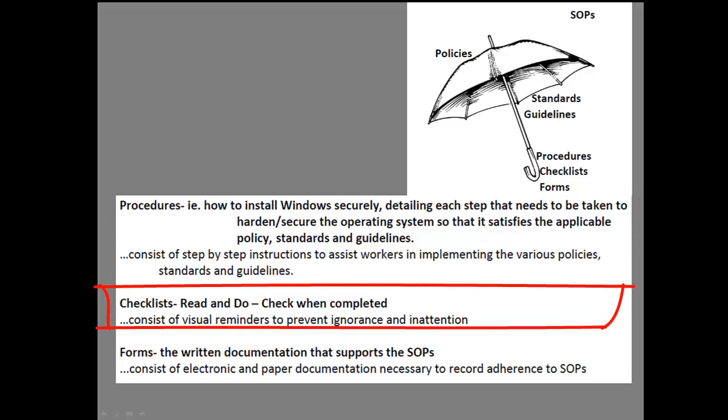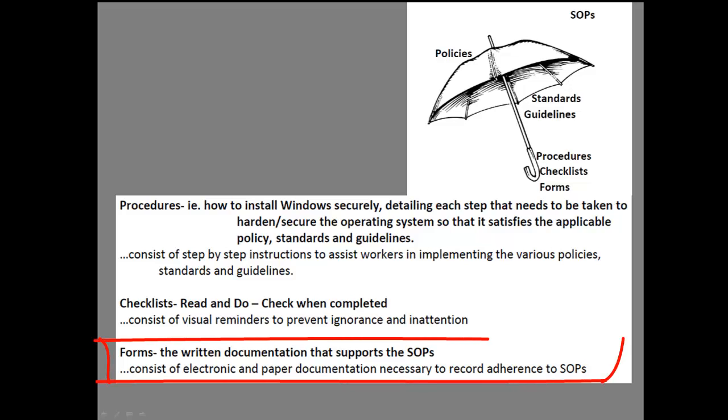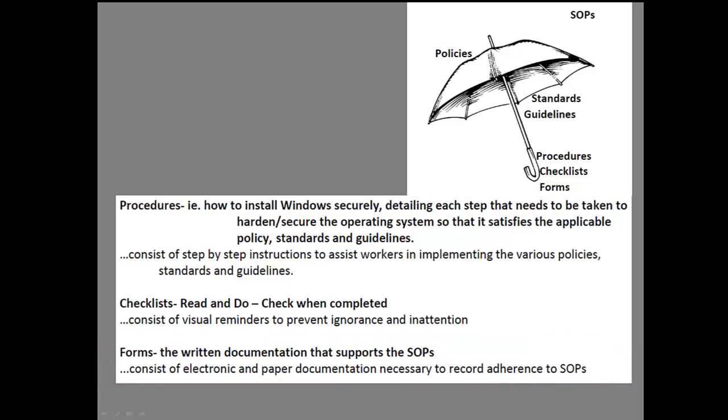Checklists are of two types. Read and do, or check when completed. They consist of visual reminders to prevent ignorance and inattention. And notice that checklists have to flow from procedures, procedures flow from standards and guidelines, and those flow from policies. As you walk back up the umbrella, they all have to come in line. Forms are the written documentation that supports the SOPs. They consist of electronic and paper documentation necessary to make sure I'm doing what the standard operating procedures require me to do.